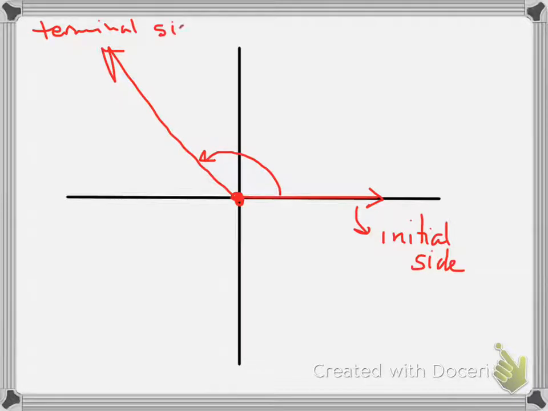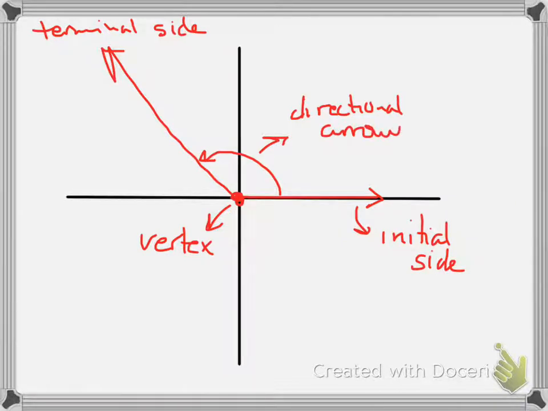So every angle has a vertex. It has an initial side. And it has a terminal side. That's kind of the anatomy of our angles. And this thing right here we call our directional arrow. That directional arrow tells us which direction the angle is rotating. So all of those are going to be necessary parts of drawing angles. You've got to have the initial side shown, the terminal side, and the directional arrow. Okay? Chicken scratch, I know. Directional arrow, initial side, vertex, terminal side.